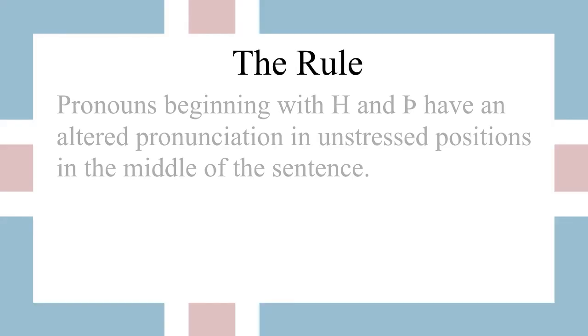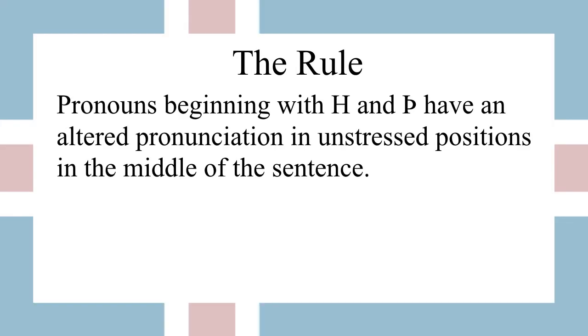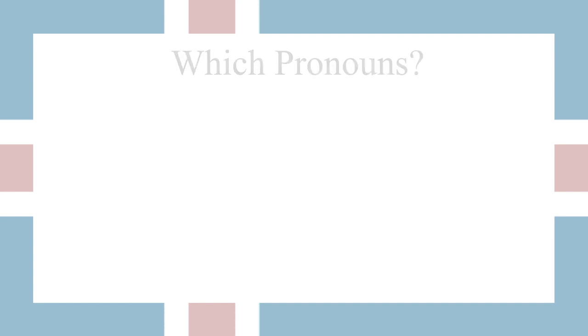The rule is that pronouns beginning with the letters H and Þ have an altered pronunciation in unstressed positions in the middle of the sentence. Now, I know that sounds confusing, but we're going to break it down. So let's start first with which pronouns we're talking about.